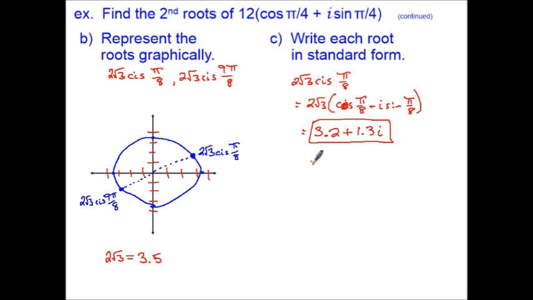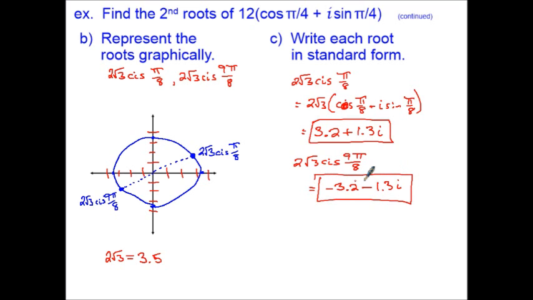Same thing with the other one, 2 root 3 cis of 9 pi over 8. Going through the same basic process of breaking it up and distributing should give you something, and hopefully right now this won't be much of a shock. I've got negative 3.2 minus 1.3i. If it's positive 3.2 and positive 1.3, and I'm going the exact opposite direction, hopefully negative isn't too much of a shocker for you there.